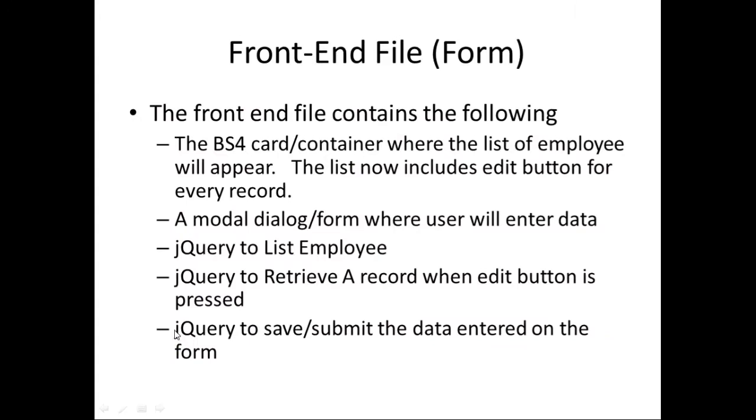Now let's proceed to our front-end file. So the front-end file contains the following main parts of the program. We have the BS4 card container where the list of employees will appear. The list now includes the edit button for every record. A modal dialog form where the user will enter data, just like what we have done in the add records.